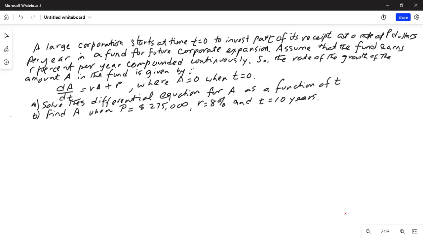Part B, find A when P is equal to 275,000 and the rate is equal to 8%, t is equal to 10 years. So we'll first solve the equation.